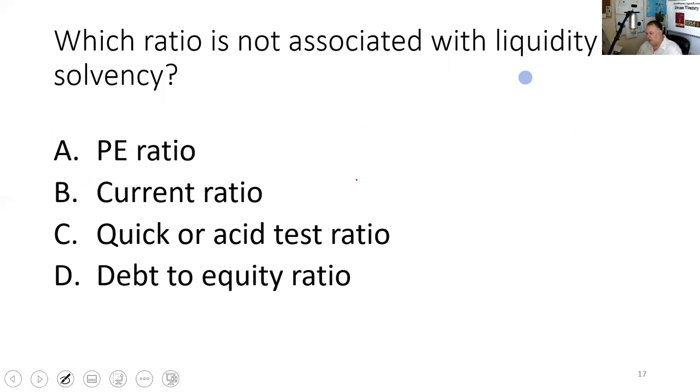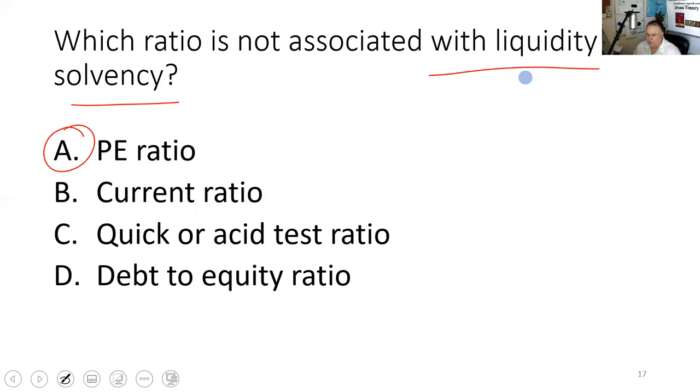Again, you're not going to get all of these about liquidity and solvency, but on feedback people give me on their exam, I'm just trying to come up with all the different versions where these ratios could come into play. And so, this is about liquidity. Which of the ratios is not associated with liquidity or solvency?